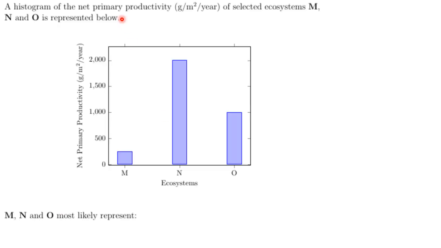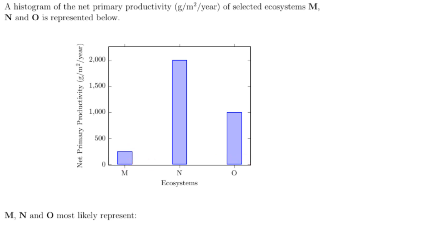Then next one. A histogram of the net primary productivity of selected ecosystems M and N and O is presented below. M and N most likely represent. So M, the highest net primary productivity occurs in tropical rainforest. So N has to be tropical rainforest. And the lowest occur in the deserts. So M has to be the desert.